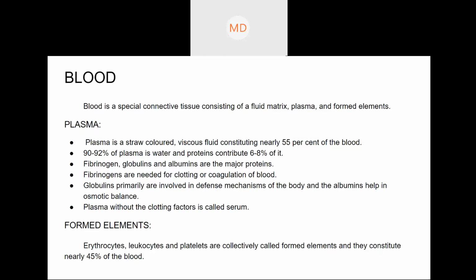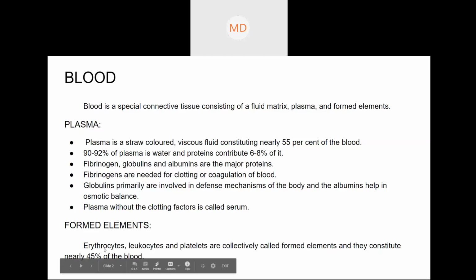Okay, next is the formed elements. What are formed elements? I have already mentioned: formed elements are the blood cells present in the blood. Three types of blood cells are there. What are the three types? Those are red blood cells, white blood cells, and platelets.